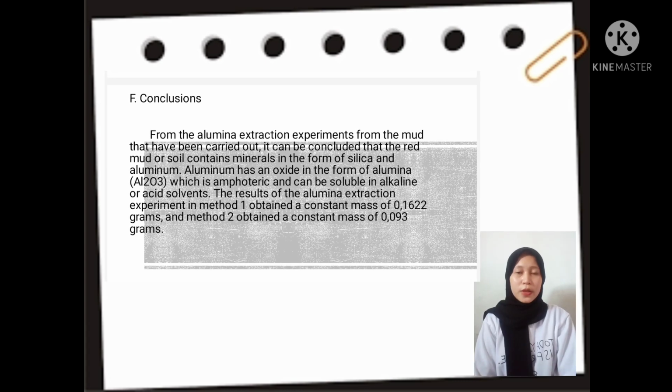Conclusion. From the alumina extraction experiment from the mud that has been carried out, it can be concluded that the red mud or soil contains minerals in the form of silica and aluminum. Aluminum has an oxide in the form of alumina Al2O3, which is amphoteric and can be soluble in alkaline or acid solvent. The result of the alumina extraction experiment in method 1 obtained a constant mass of 0.1622 grams, and method 2 obtained a constant mass of 0.093 grams.